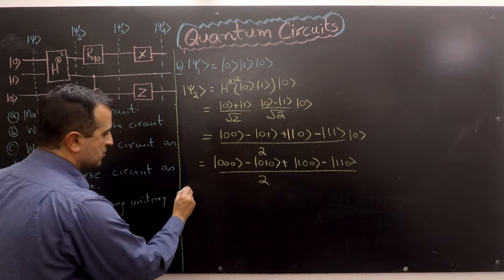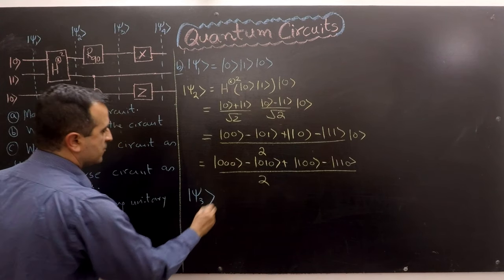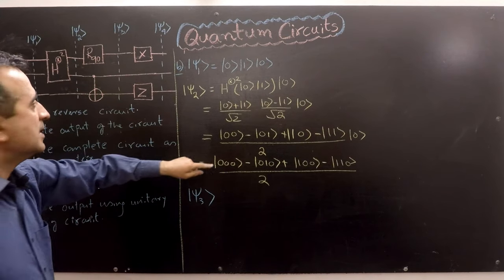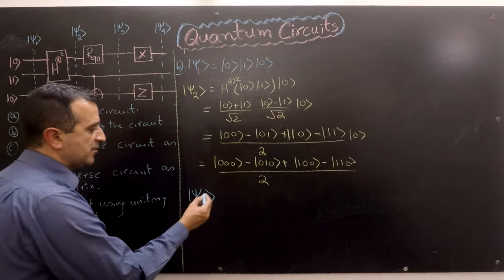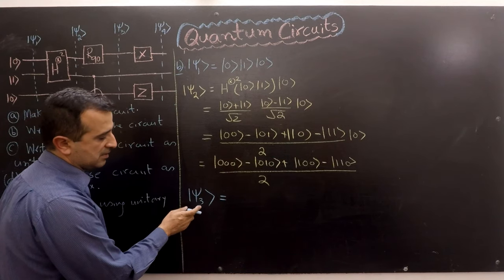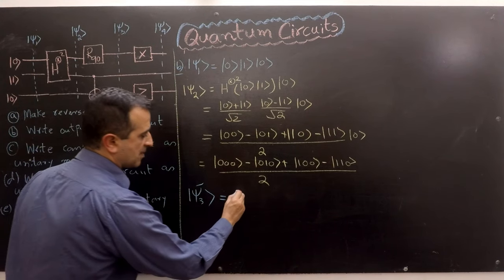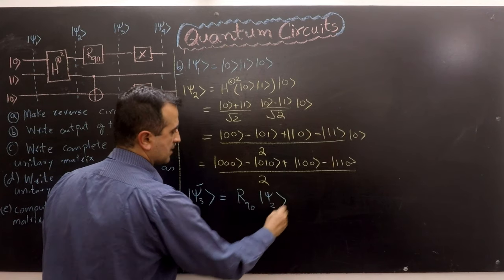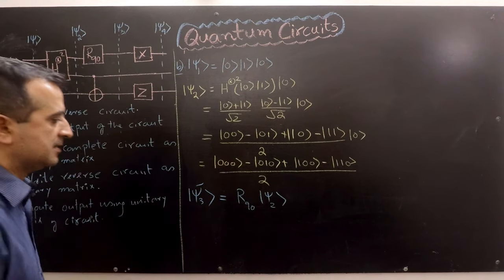Now I want to do |ψ3>. In |ψ3>, I have to apply a rotation gate on the first qubit, and I have to apply a CNOT gate on the second and third qubit. So I will first apply the rotation gate. Maybe this is not |ψ3> yet, I will call it |ψ3 bar>. In |ψ3 bar>, I will apply rotation 90 on |ψ2>. And then I will apply the CNOT gate, then I will get |ψ3> at the end.